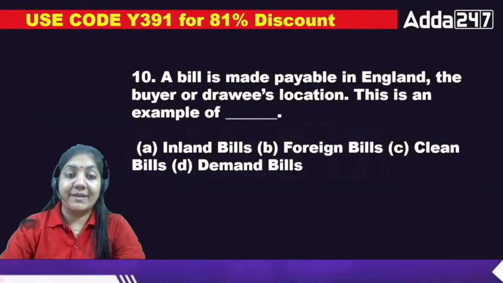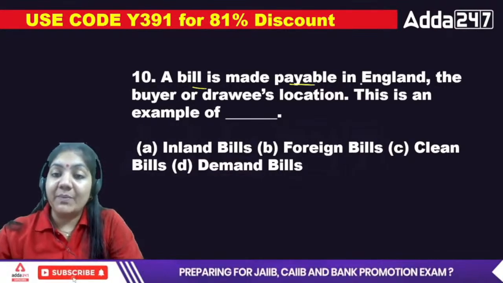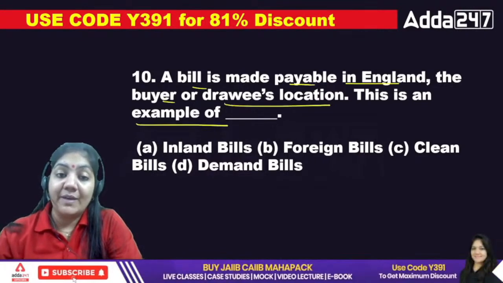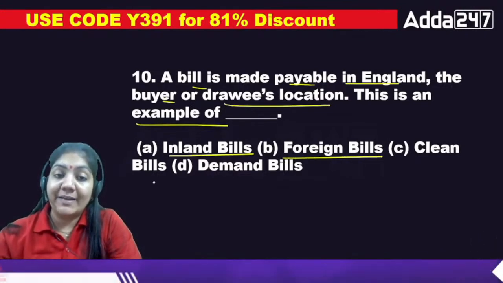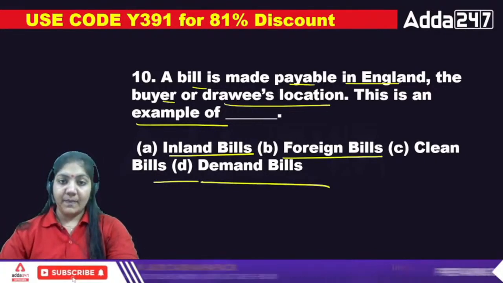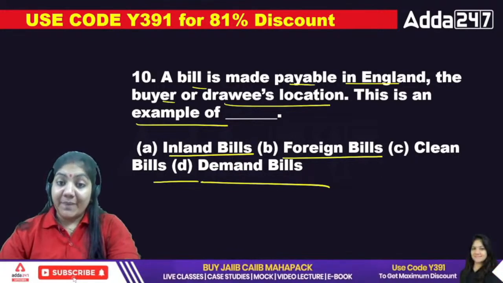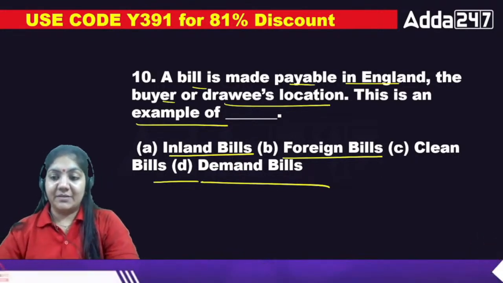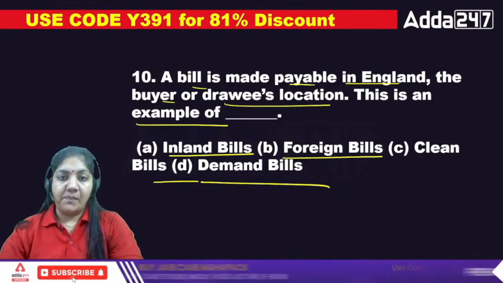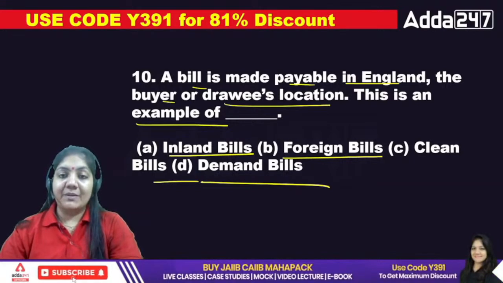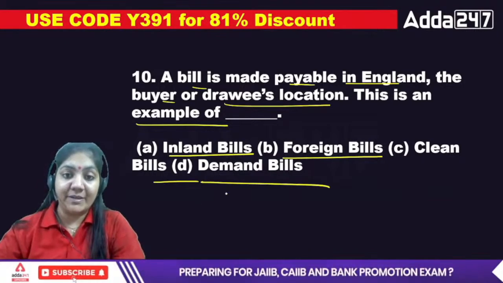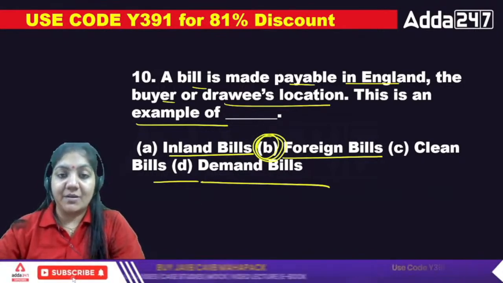Okay, cool. Next. A bill is made payable in England, the buyer or the drawee's location. So this is the example of inland bill, foreign bill, clean bill and demand bill. Tell me, 10th one. The bill is made payable in England. What is the exact answer? A bill that is made payable in England, then the buyer or the drawee location, then it is example of simply a foreign bill. So B is the right answer.